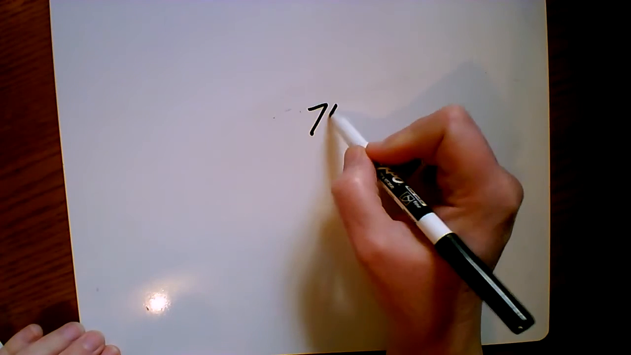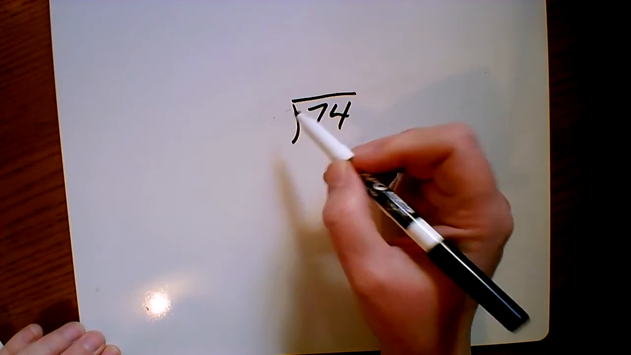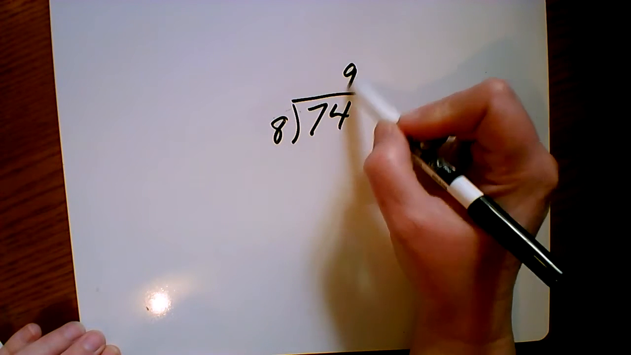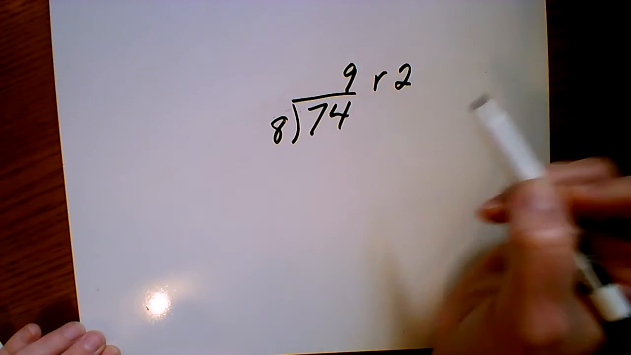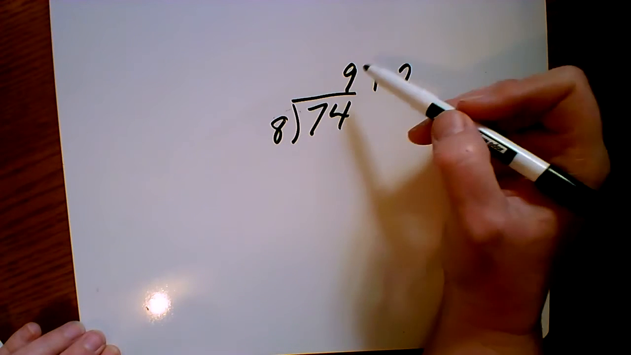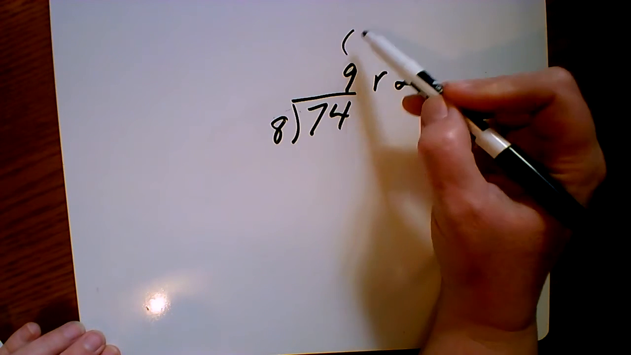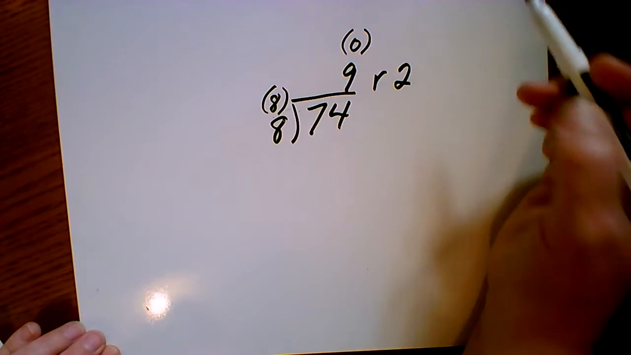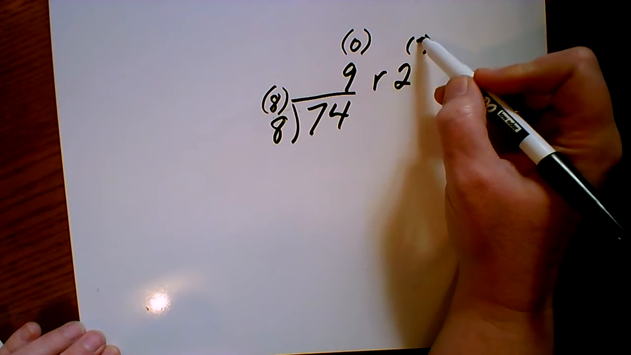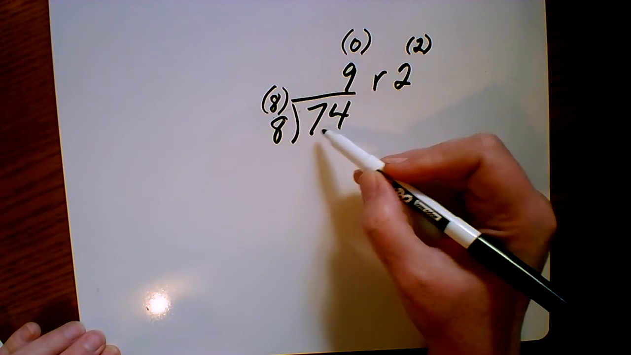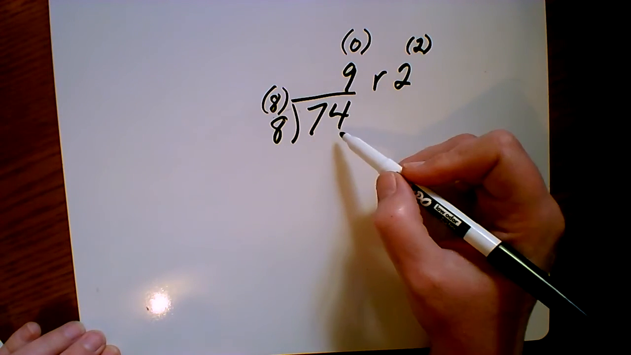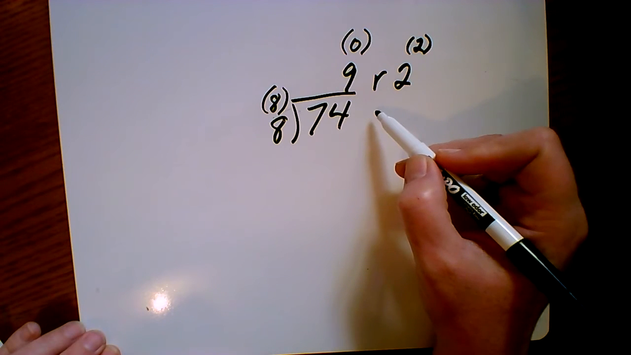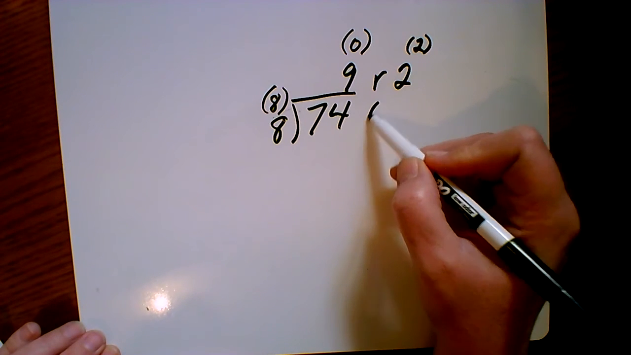We could also use check numbers. So let's start off with the same problem. 74 divided by 8 equals 9, remainder 2. And then we just have to look, okay, what are our check numbers? The check number for 9 is 0. The check number for 8 is 8. The check number for 2 is 2. And then the check number for the number that we're dividing into, the dividend, is 11, which of course 1 and 1 is 2.